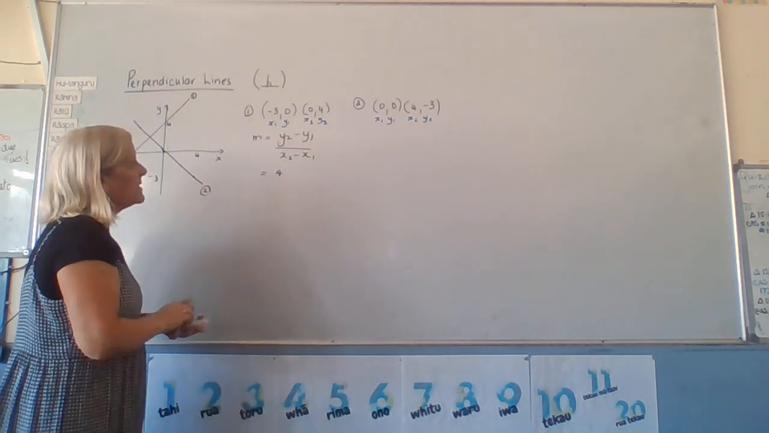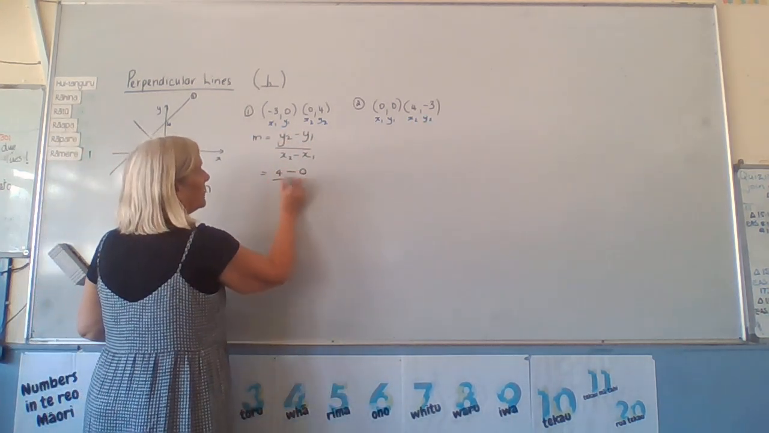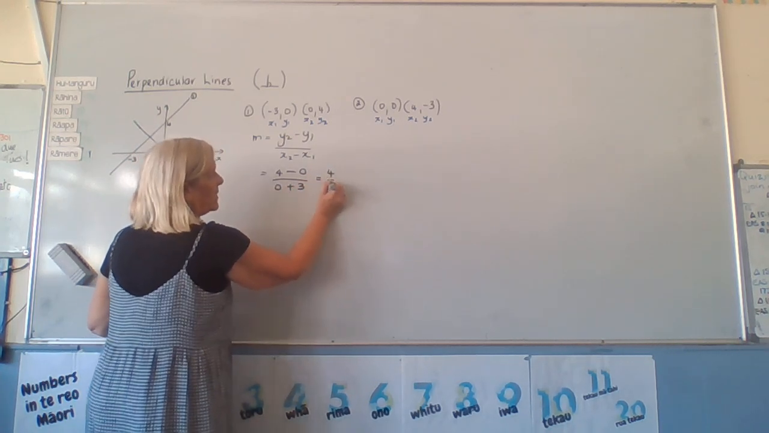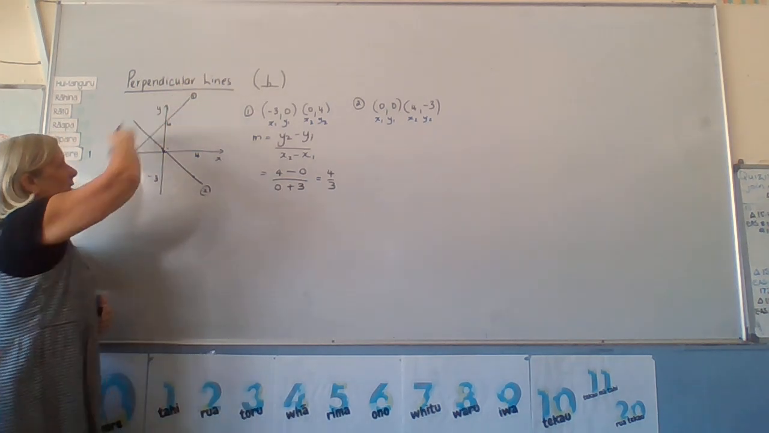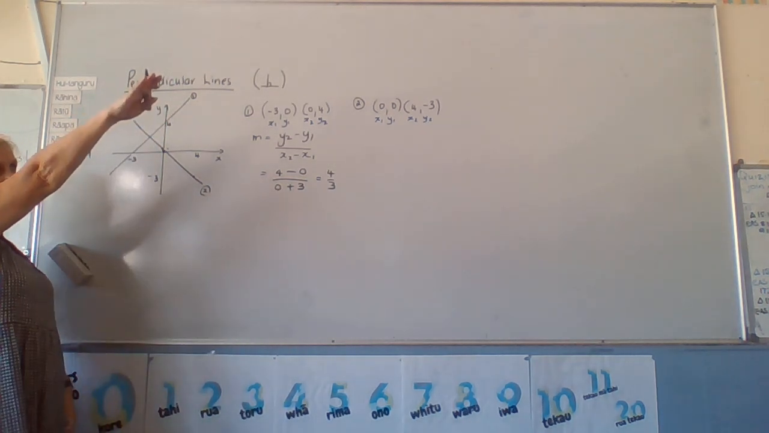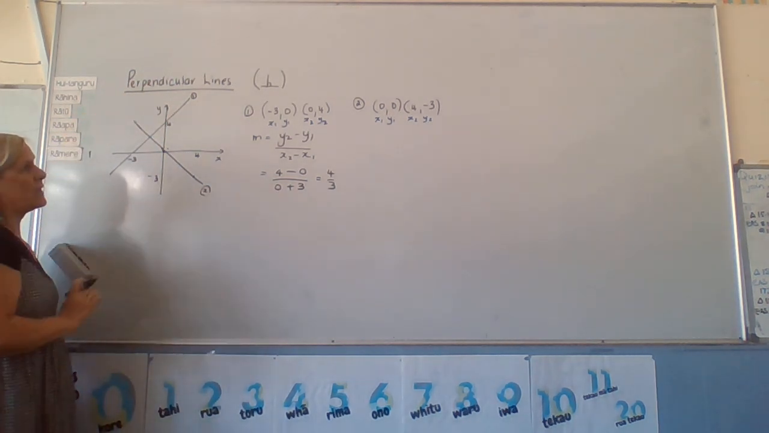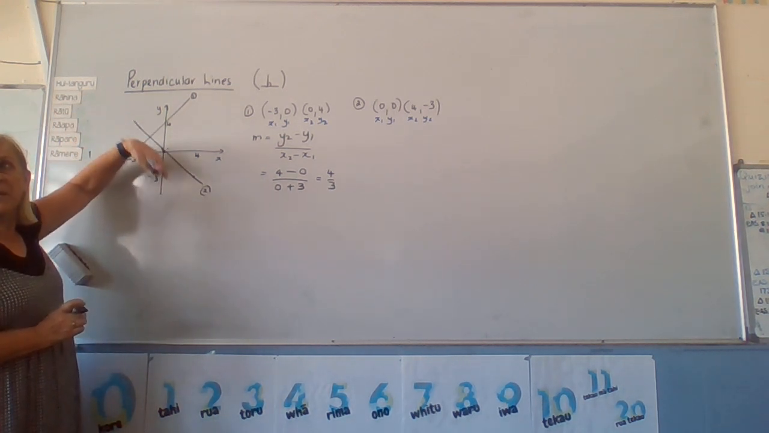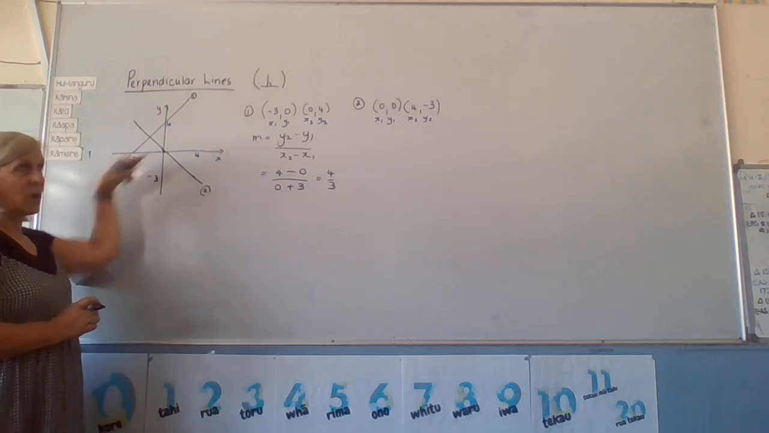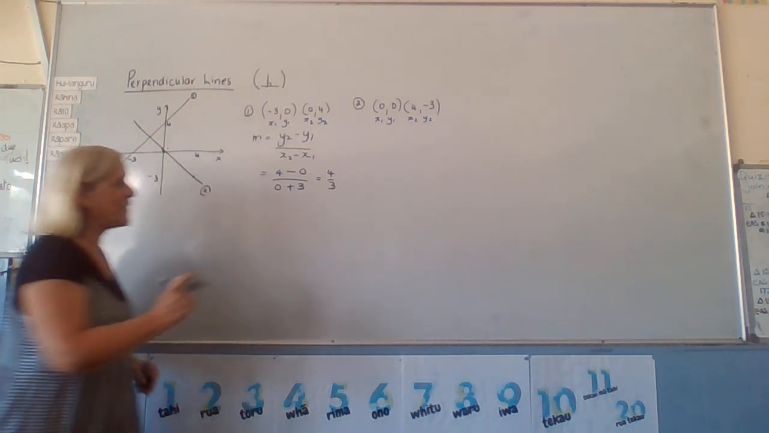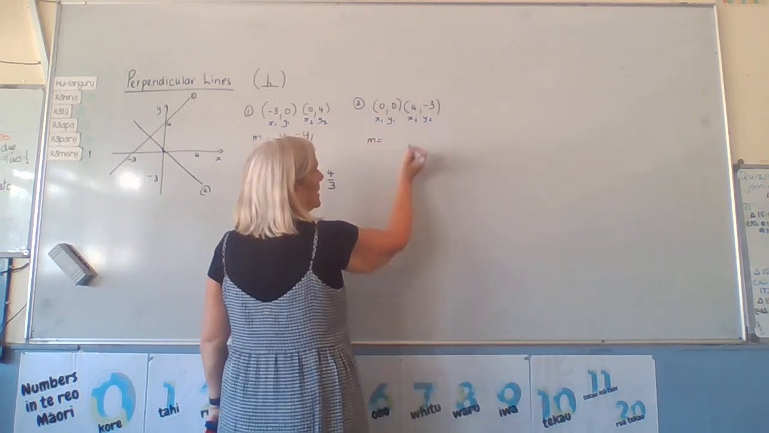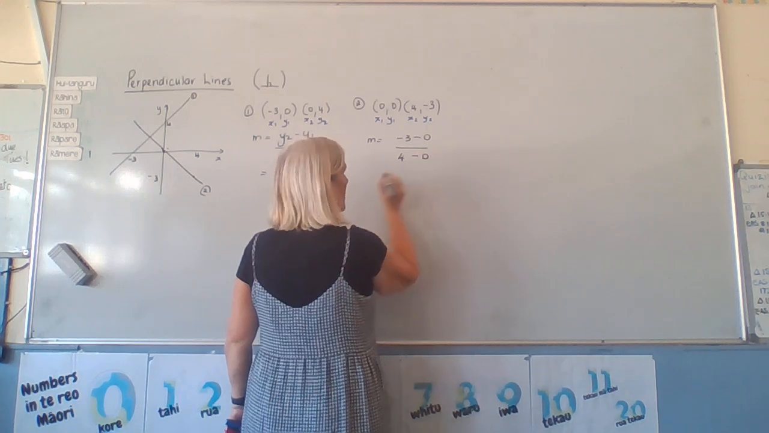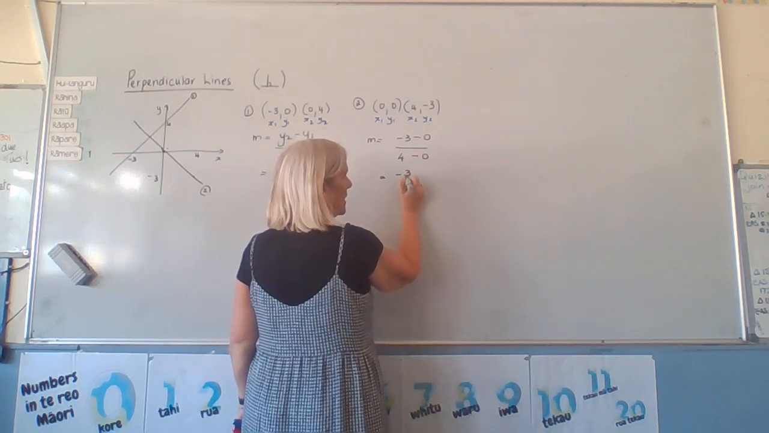All right. So 4 minus 0 over 0 minus -3 equals 4 over 3. So the gradient of number 1 line is positive, goes that way, so I know that I've got the right line. This one I can already tell is going to be what? This one was positive, this one's going to be negative. Okay, all right, so this one is going to be -3 minus 0 over 4 minus 0. So it's going to be -3 over 4.